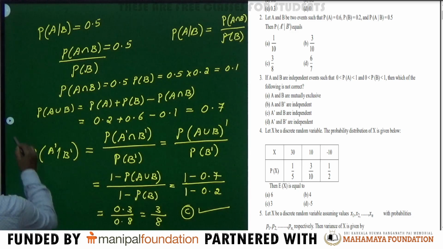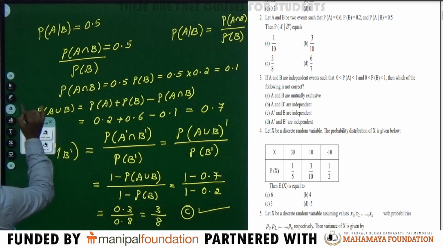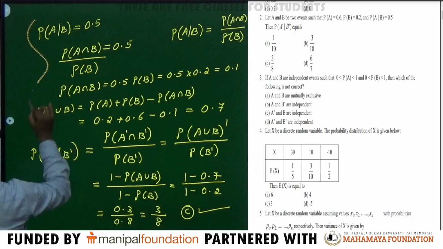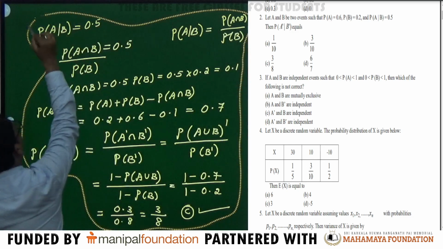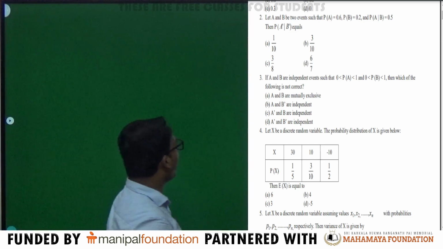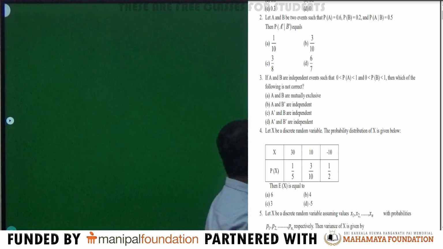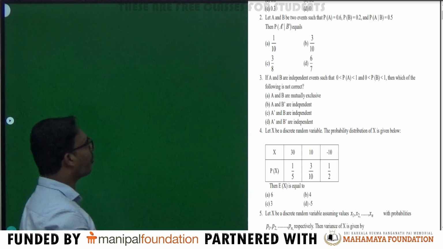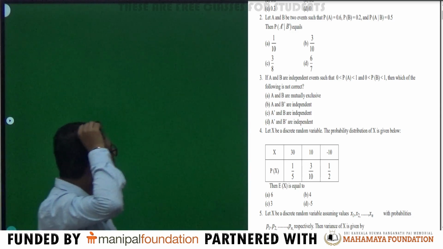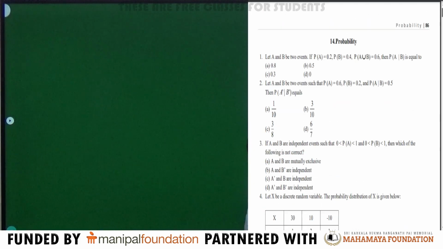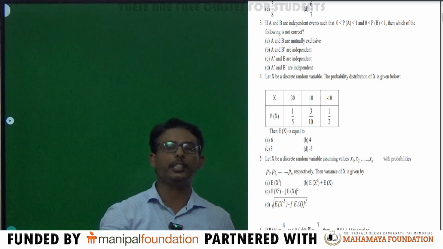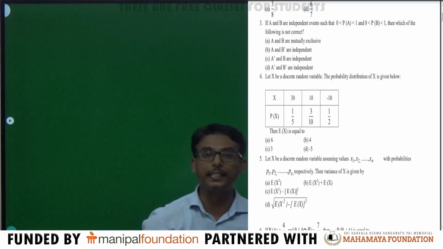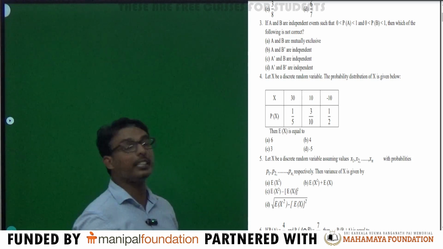Next, question number 3. If A and B are independent events such that probability of A and the probability of B lies between 0 to 1, then which one of the following is not correct? First option, A and B are mutually exclusive. Here, if A and B are independent events, that does not mean that A and B must be mutually exclusive. Therefore, the first option is not correct.